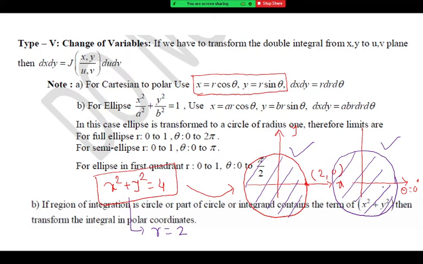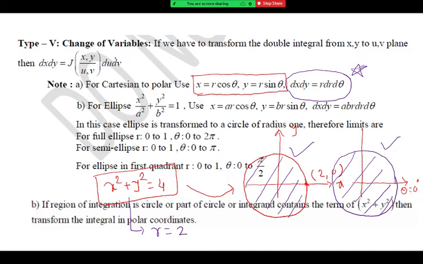x equal to r cos theta, y equal to r sin theta. And now when we write the double integral from xy to r theta, we have to replace dx dy by r times dr d theta. Okay, right now just learn this value by heart: dx dy is r dr d theta.